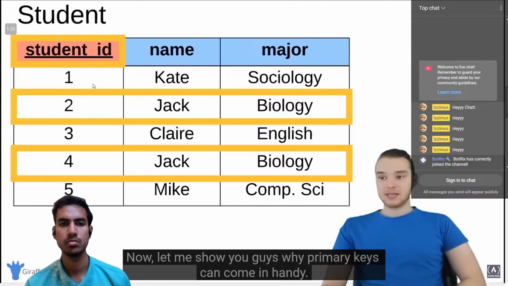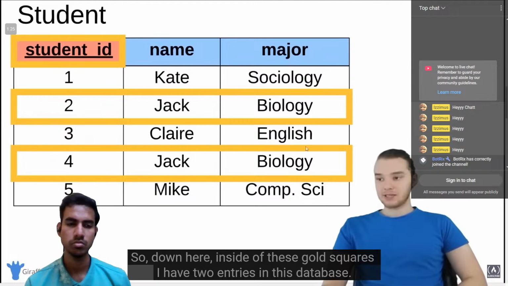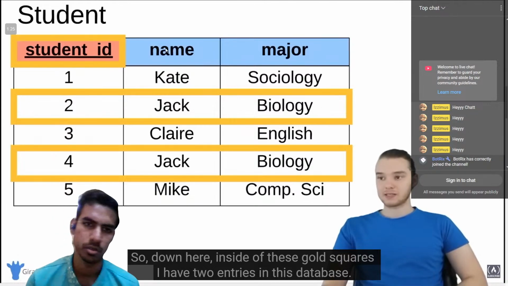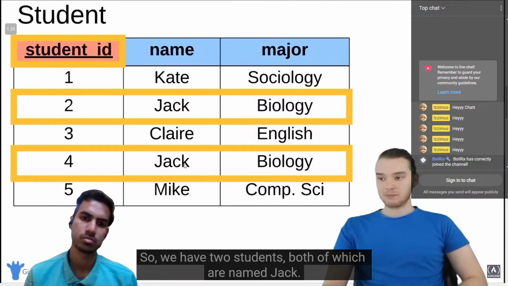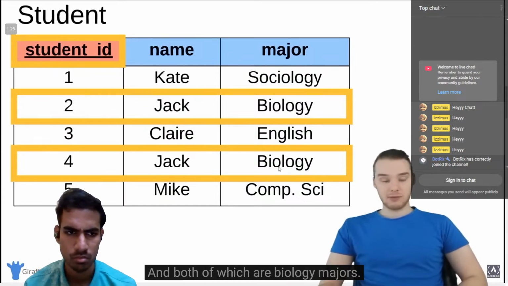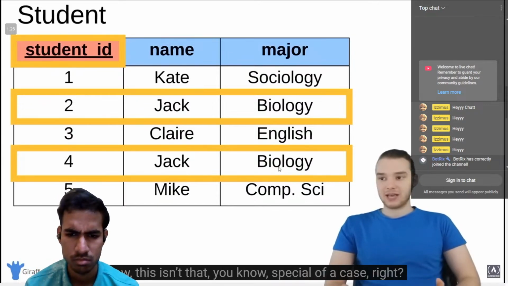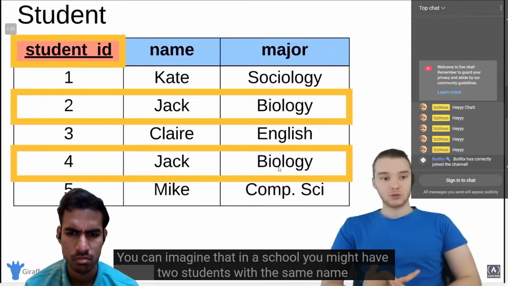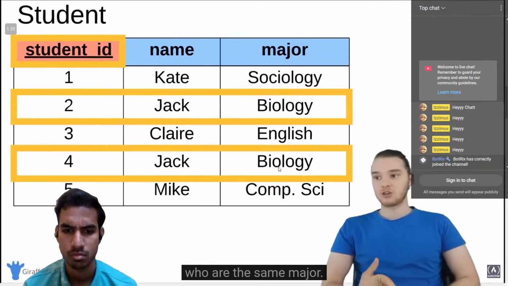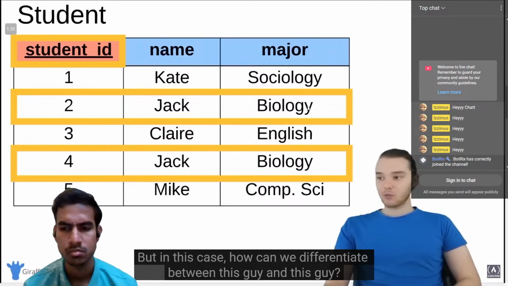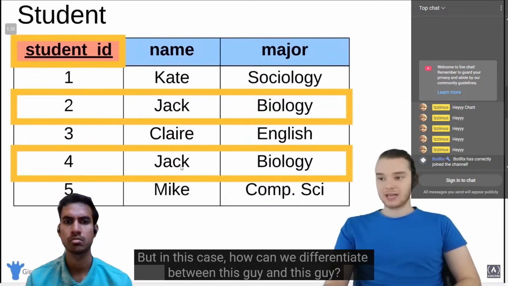Now let me show you guys why primary keys can come in handy. Down here inside of these gold squares, I have two entries in this database. We have two students, both of which are named Jack and both of which are biology majors. This isn't that special of a case, right? You can imagine that in a school you might have two students with the same name who are the same major. But in this case, how can we differentiate between this guy and this guy?